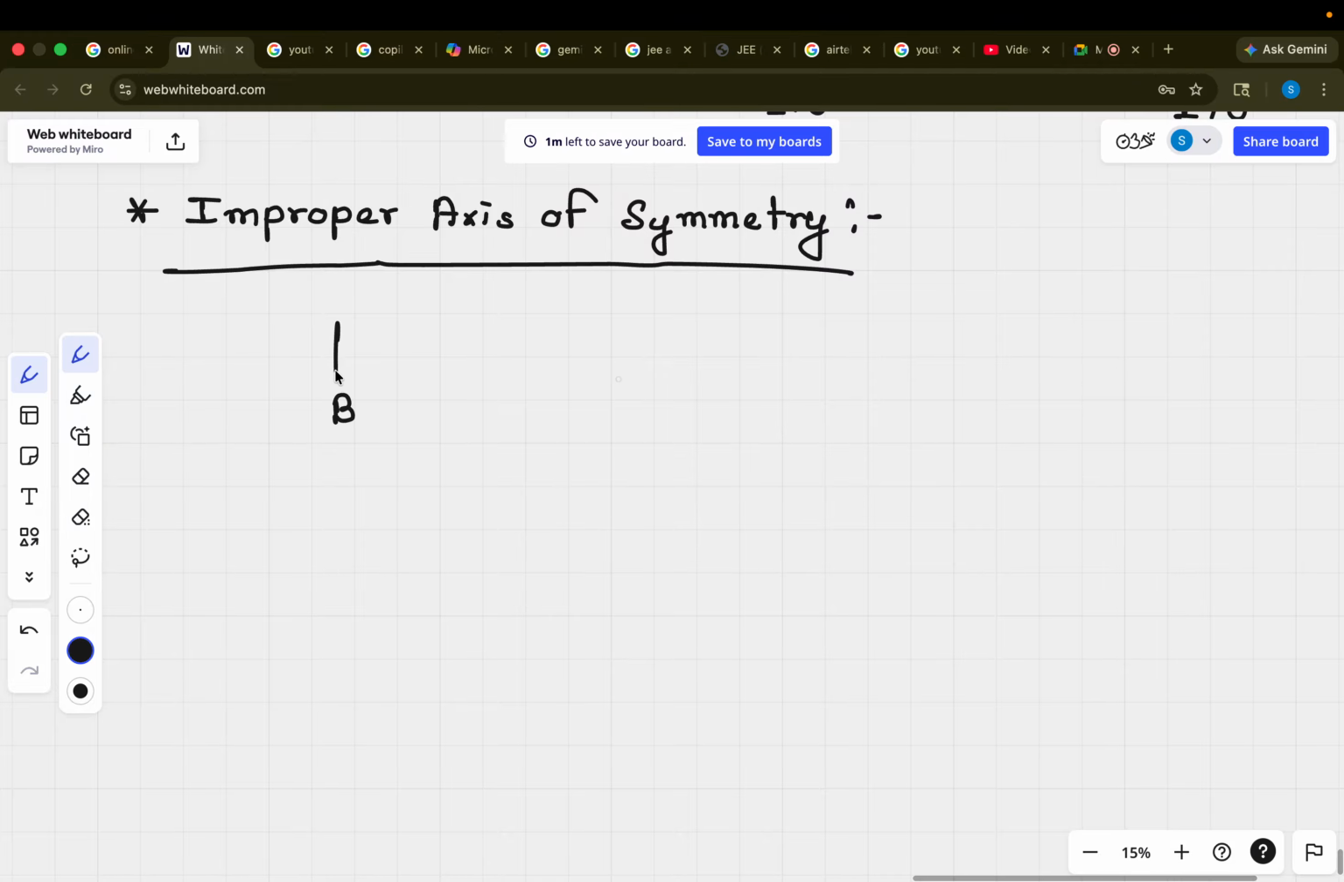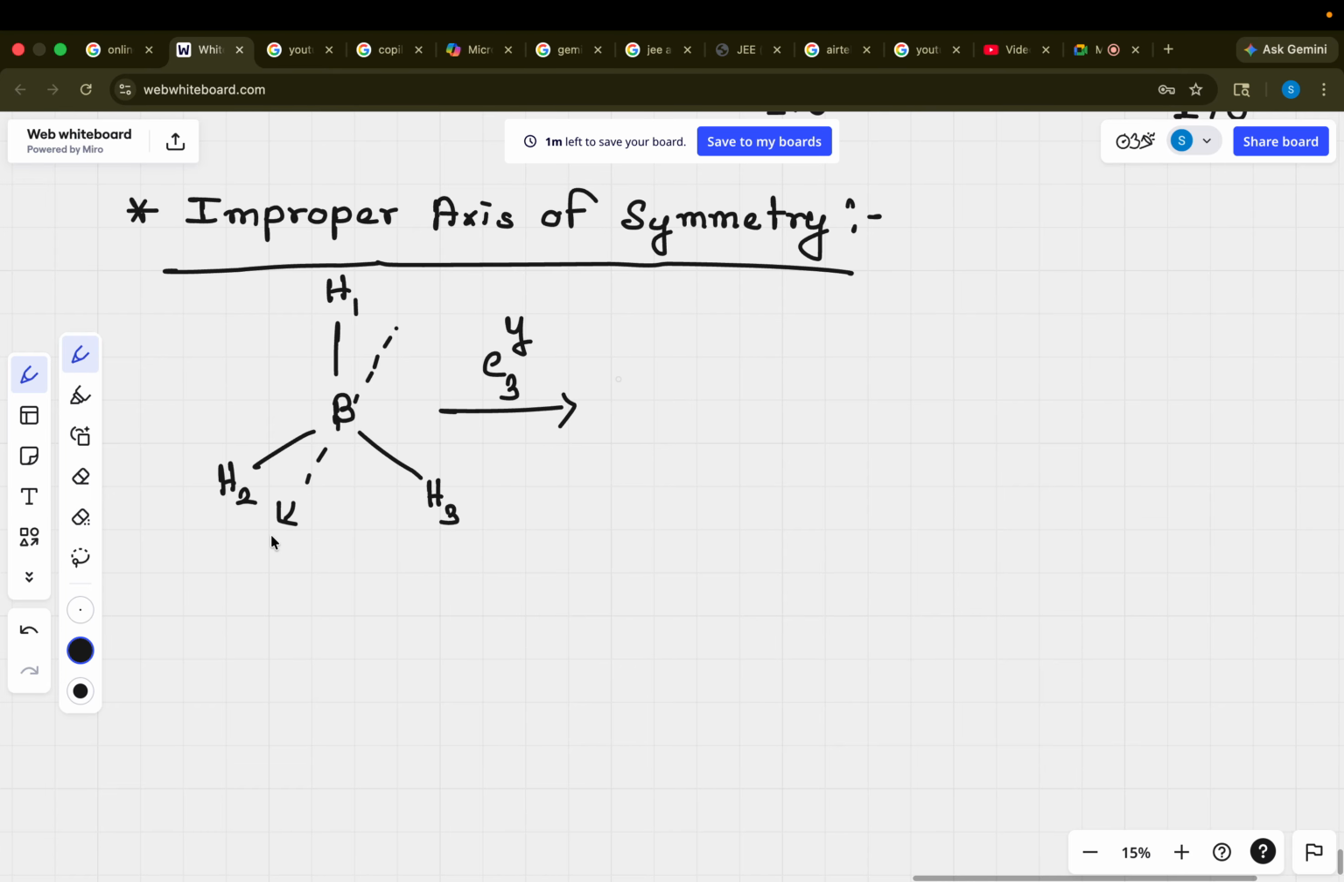So suppose I have a BH3 molecule. So here I have H1, H2, H3. So this is the molecule. Now if I rotate this molecule around your C3 axis, okay, so C3 means this axis I am talking about. Okay, so this is your C3 axis.